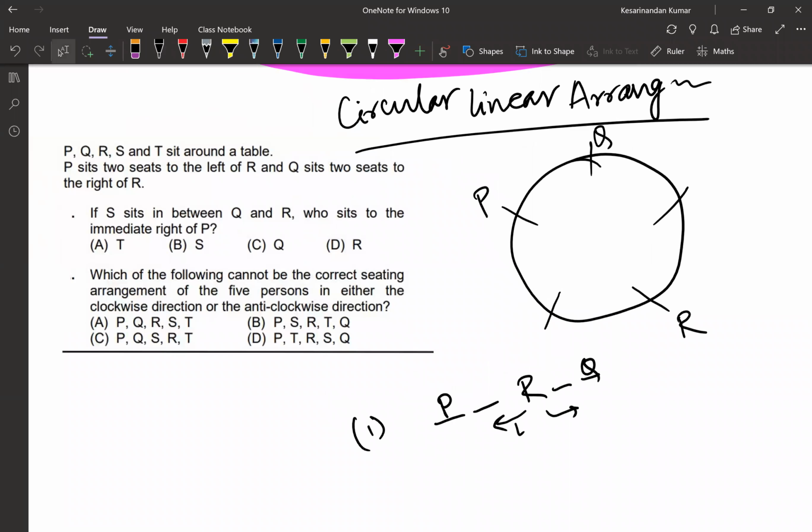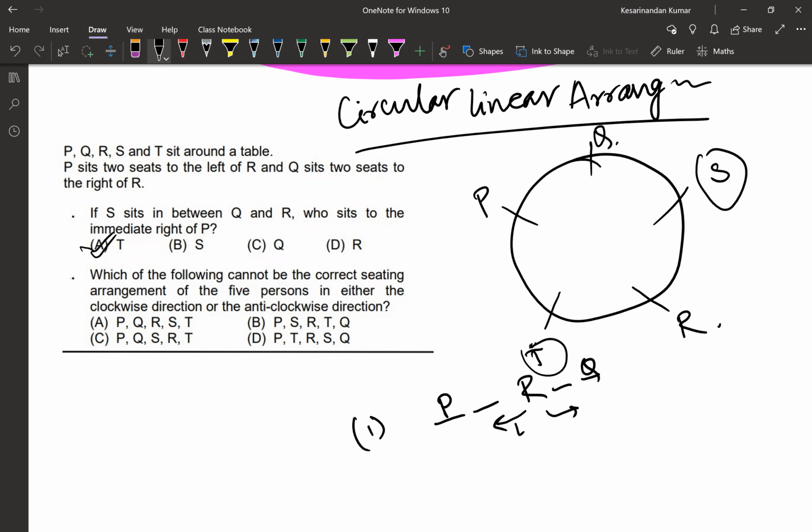So now, if S sits in between Q and R, one position, who sits to the immediate right of P? Which one is left? T. That will be the answer. Understood? Okay.